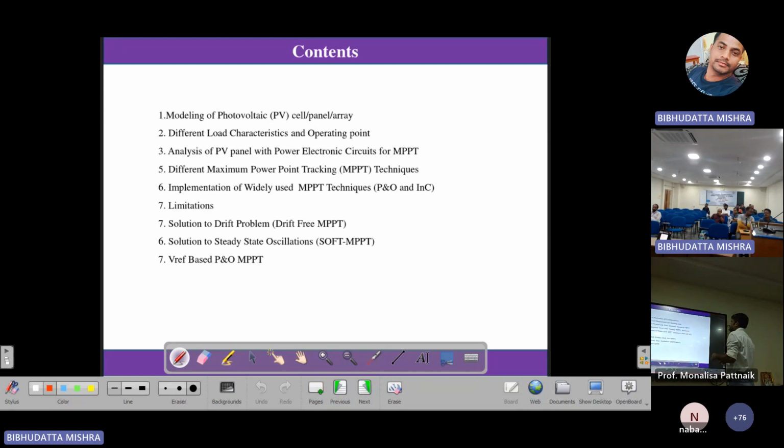So the contents: first I will explain about the PV cell, panel or array modeling. Then, when you connect different varieties of load to the PV panel or array, how the operating point is decided, that I will tell you. Then, the full form of MPPT, I think all of you know, is maximum power point tracking. To extract maximum power from the panel, the general rule is that source resistance or impedance should equal the load resistance or impedance. This is the very simple logic.